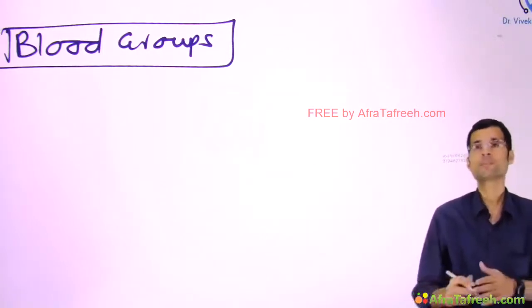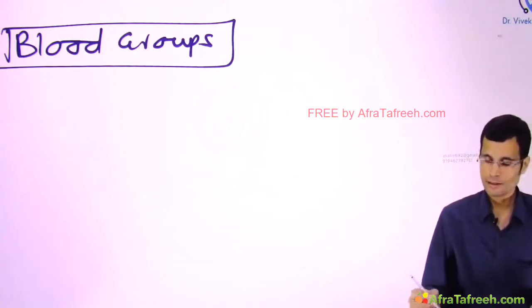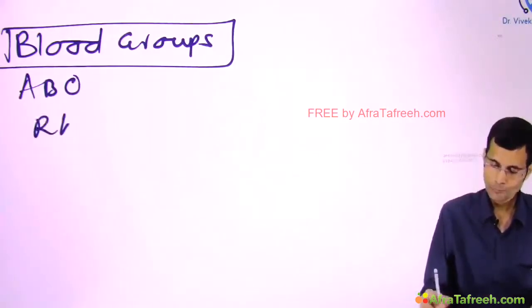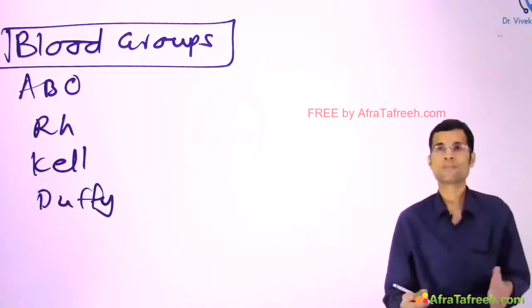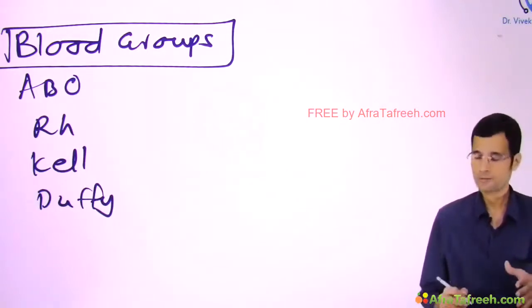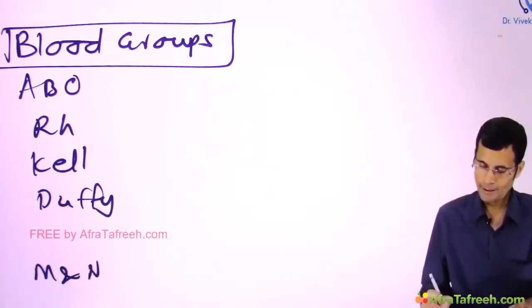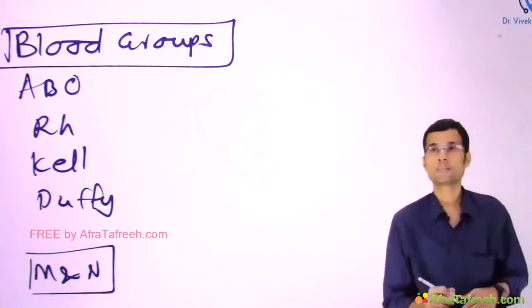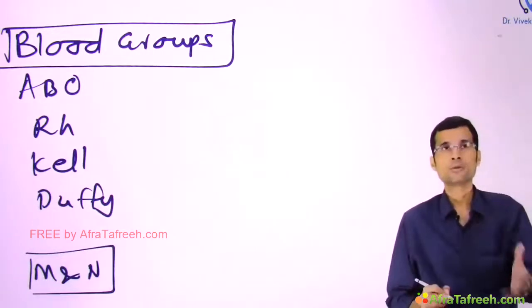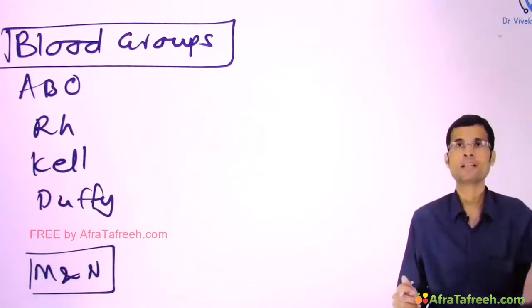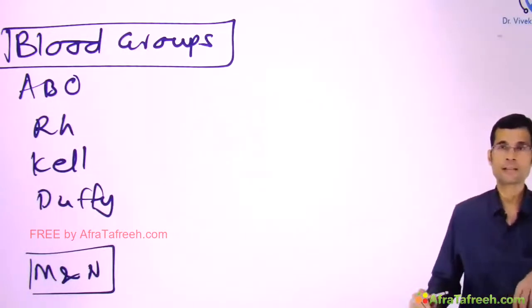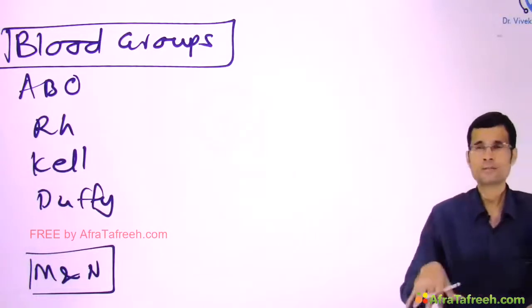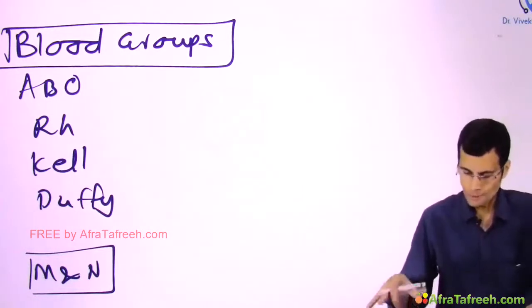So there are 20 blood group systems that have been discovered so far. For example, ABO, RH, Kell, Duffy, Lewis, Lutheran, so many of them. Each one of them has some limited significance. For example, there is one M and N blood group system. It is said to be used for paternity disputes. By exclusion, the biological parent of the father can be determined.